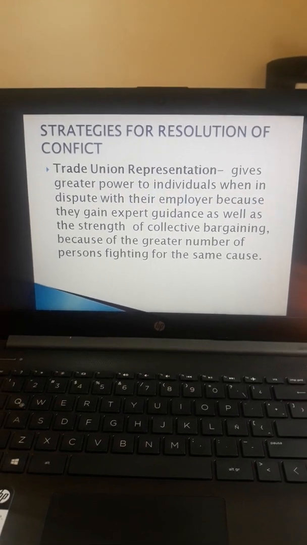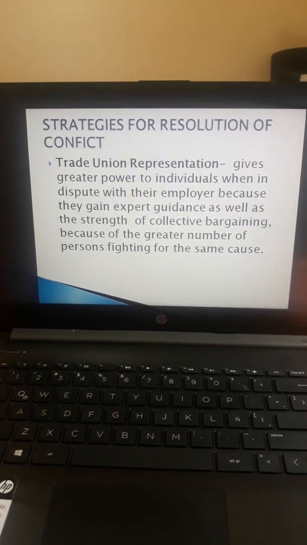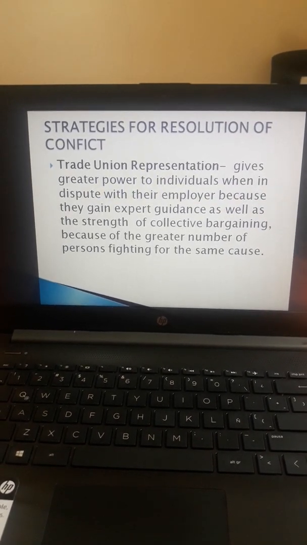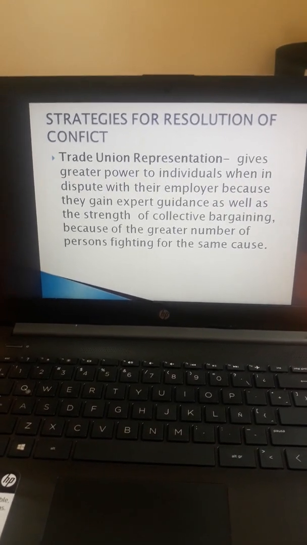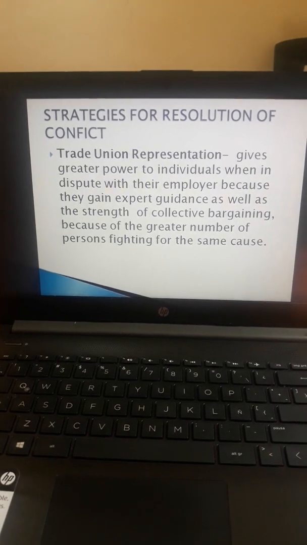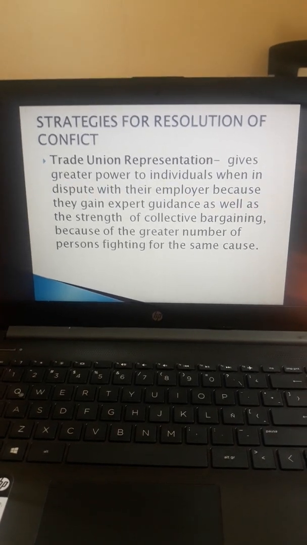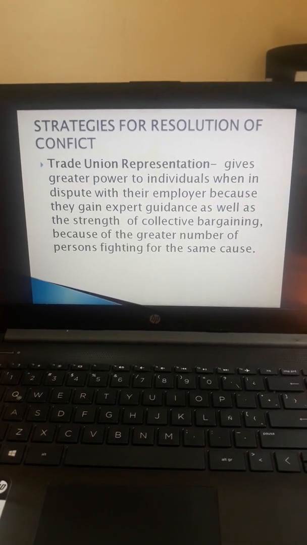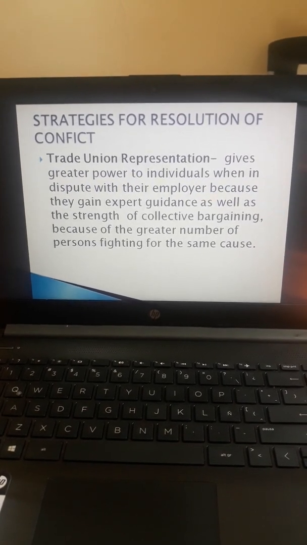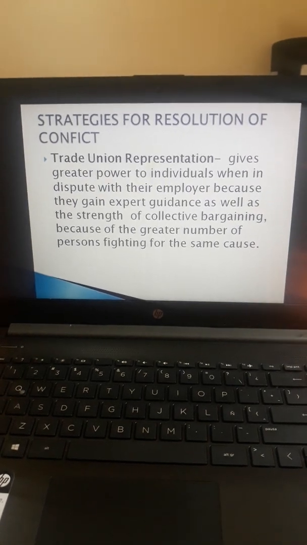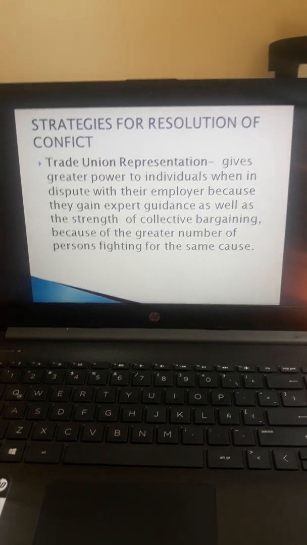Okay, students, we're going to take a look at the third strategy, which is trade union representation. It says that trade union representation gives greater power to individuals when in dispute with their employer because they gain expert guidance as well as the strength of collective bargaining because of the greater number of persons fighting for the same cause. So another strategy that the employee can use is trade union representation.